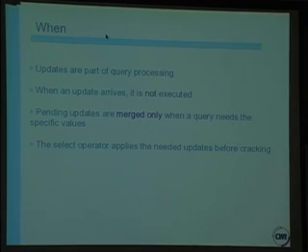Answering the when question, we will do that during query processing. So like we plugged in physical reorganization in query processing, we plug in updates in query processing. So when an update arrives, it is not executed. It stays aside in separate columns for each attribute, and it will be merged in the cracker columns only when a query needs that. So we made a new version of the select operator that, before performing the physical reorganization step and the selection, first updates the cracker column if needed with the requested values.